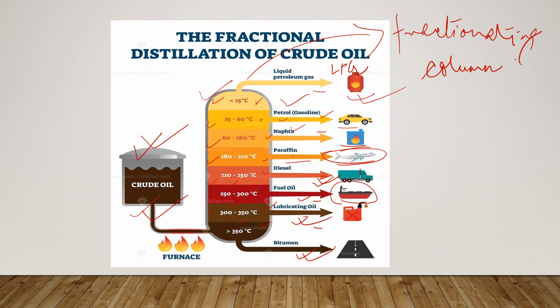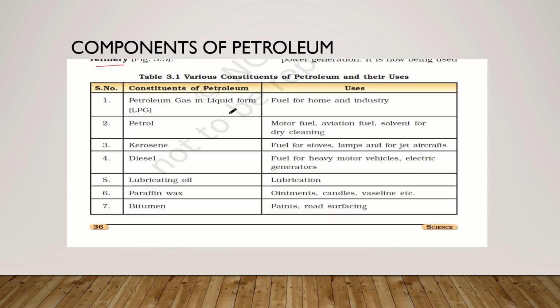Is it clear to all? So let us see what are the uses of different components of petroleum. Now here come the various constituents of petroleum and their uses. First comes the petroleum gas in liquid form, that is LPG, which is used as fuel for home and industry. Next comes petrol: motor fuel, aviation fuel, solvent for dry cleaning. Then comes kerosene, used as fuel for stoves, lamps and jet aircraft. Then comes diesel, used as fuel for heavy motor vehicles and electric generators. Then comes lubricating oil, which is used for lubrication. Then comes paraffin wax, used in ointments, candles, Vaseline, etc.